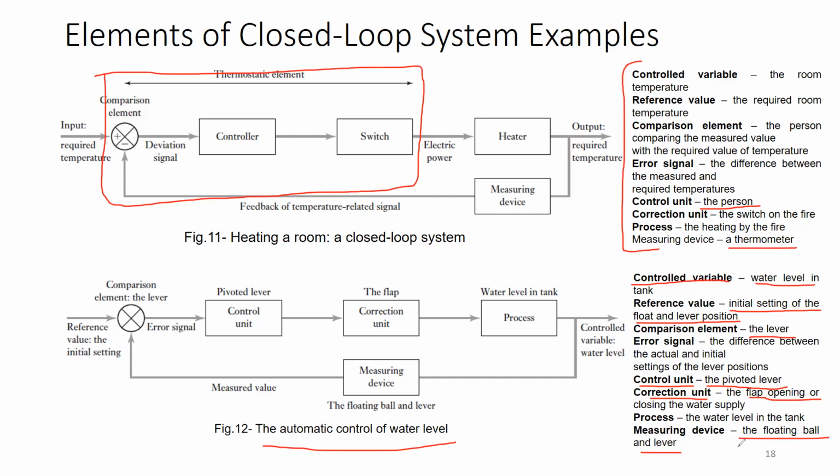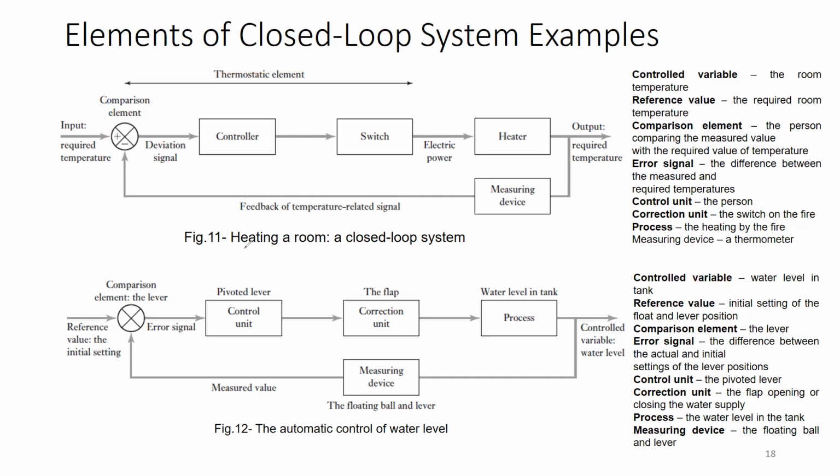So you can have a number of examples which you can see, and you can compare those with the comparison element, with the control unit, with the correction unit, and you can decide for each and every process. Okay. So the way we have done it for the manual heating of the room, we can implement that part with the automatic system of the heating of a room or cooling of a room also. Okay.